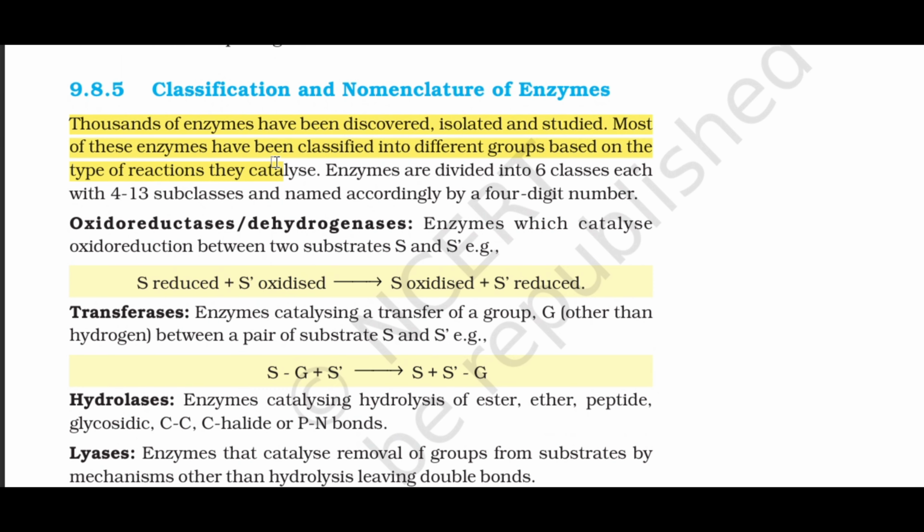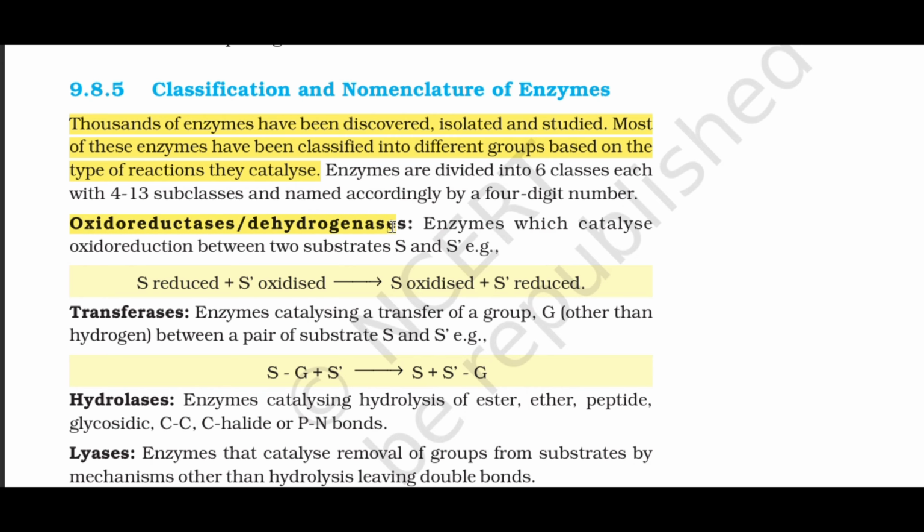Thousands of enzymes have been discovered, isolated and studied. Most of these enzymes have been classified into different groups based on the type of reactions they catalyze. Enzymes are divided into 6 classes, each with 4 to 13 subclasses, and named accordingly by a 4-digit number.